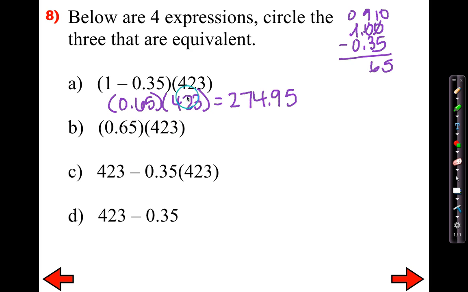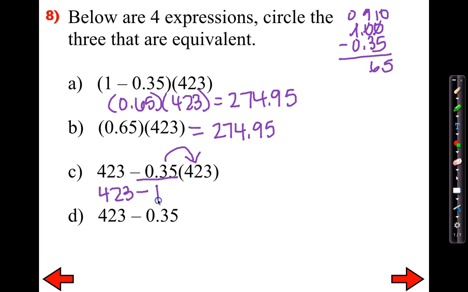Now, notice these two numbers are identical to these two numbers, so I'm pretty sure this is also going to equal 274 and 95 hundredths. Now here, what you're going to want to do first is, you can think of it as 2 ways. You can distribute that negative or just distribute this and subtract. So let's go ahead and say this is 423 minus, I'm going to go ahead and plug in the calculator so I don't give you any wrong numbers like I have in the previous problems.